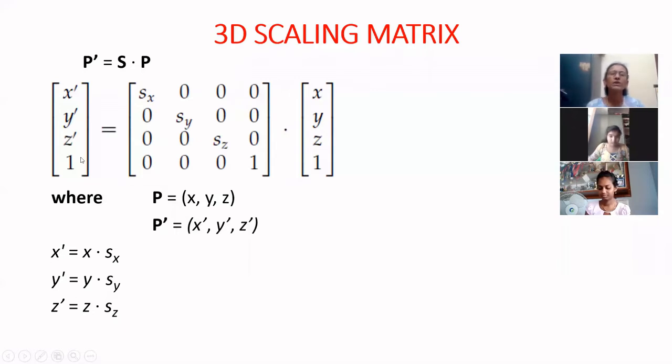So in terms of equations, the x coordinate x dash is obtained by x into Sx plus y into 0 plus z into 0 plus 1 into 0. Since all are zeros, you get x dash equal to x into Sx. Similarly, you get y dash equal to y into Sy and z dash equal to z into Sz.